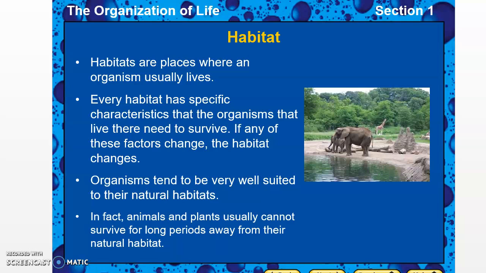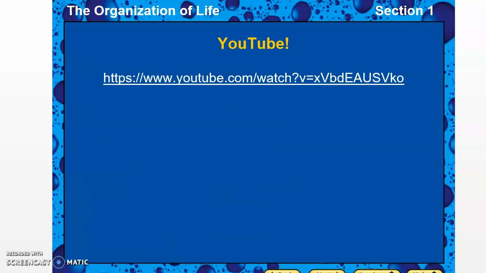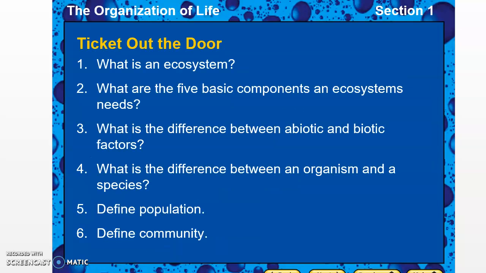Now, we do take animals from their natural habitat and we put them in zoos. Those zoos have to do the best thing that they possibly can to make sure that the habitat they're living in is similar to the habitat they came from, or else those animals are not going to survive. There's another video we'll watch later.